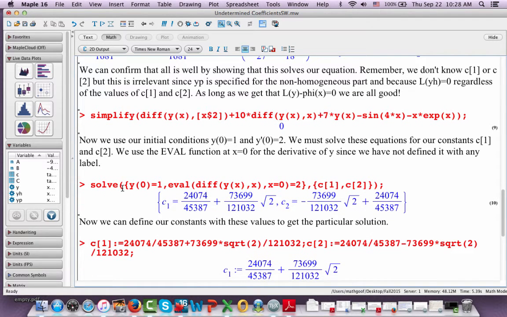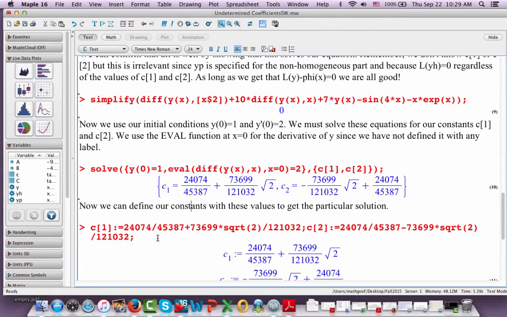So again, we're solving a system of equations. The first equation is y of 0 equals 1. That's our first initial condition. For the next initial condition, it's a little technical. I have to evaluate the derivative of y at the value x equals 0, and then set that equal to 2. And Maple's going to do all this, and it's going to keep track of all the numbers and everything, and it's going to keep track of these lowercase c1 and c2, and it's going to solve the system of equations for those two numbers, and we get these values here. And again, it's doing it symbolically, so everything's exact. There's no decimal approximations. It's going to use square root of 2 in this case to make it exact.